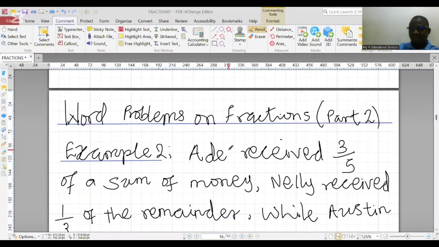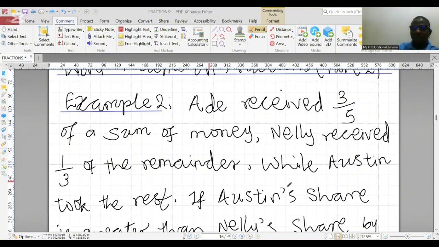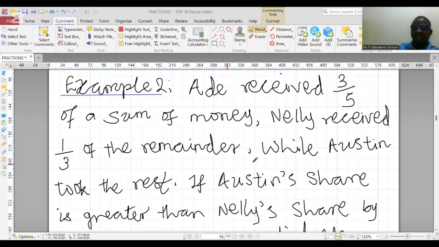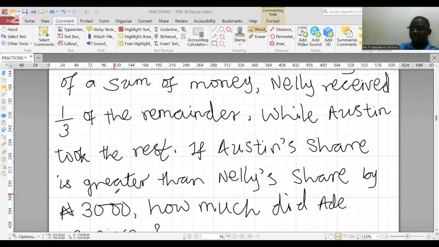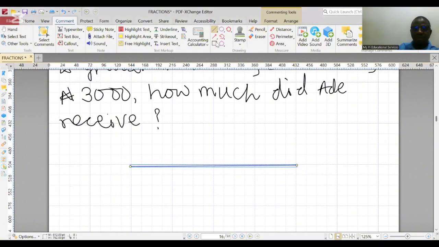Let's take a look at example 2. The question here says, Ade received 3 out of 5 of a sum of money. Nelly received 1 out of 3 of the remainder, while Austin took the rest. If Austin's share is greater than Nelly's share by 3,000 naira, how much did Ade receive? Now let's analyze the question together. Solution.